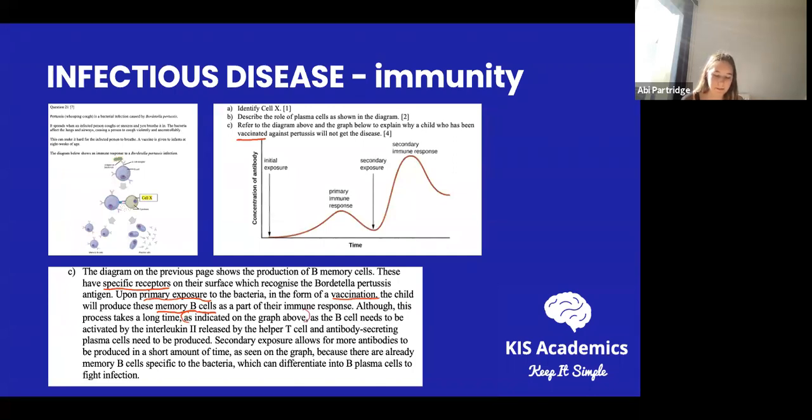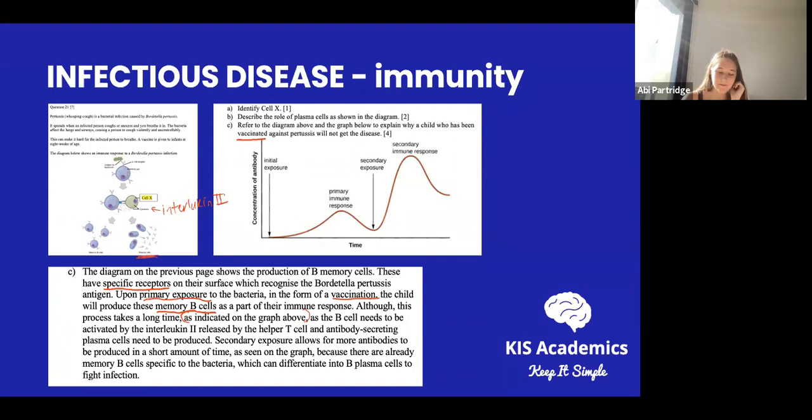Yeah, the B cell needs to be activated by the interleukin 2. And so then that's talking about this graph over here, the cytokines. So interleukin 2 is a type of cytokine. Okay, and then, yeah, the antibody secreting plasma cells are produced this way. So you're talking about the plasma cells.